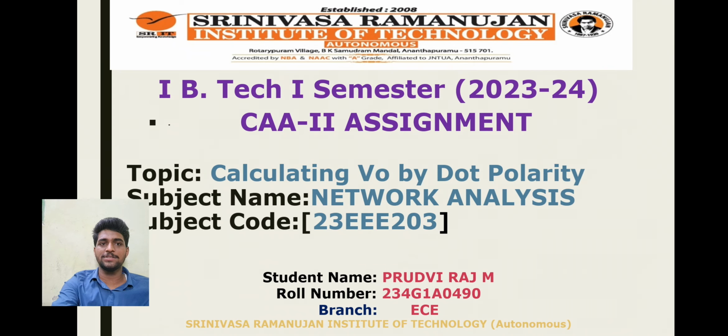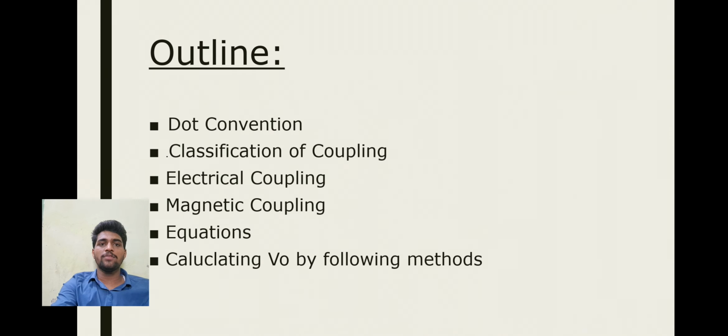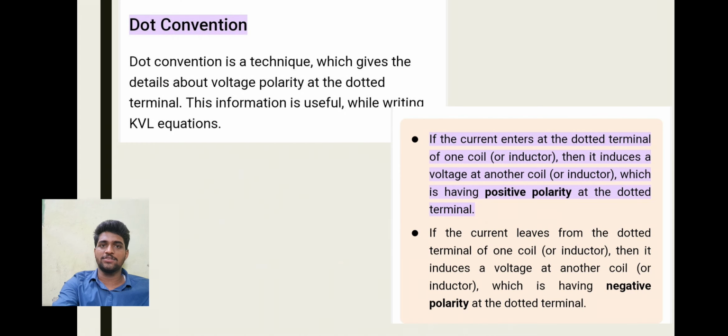Prudviraj from ECD section. Today I want to calculate V naught by dot polarity. The outline of the PPT is dot convention, classification of coupling, electrical coupling, magnetic coupling, equations and calculating V naught by following the methods.